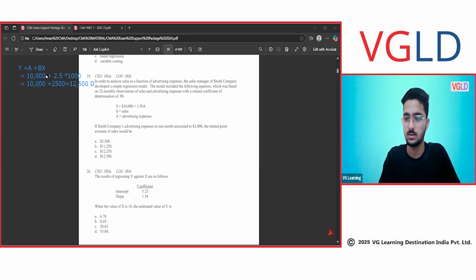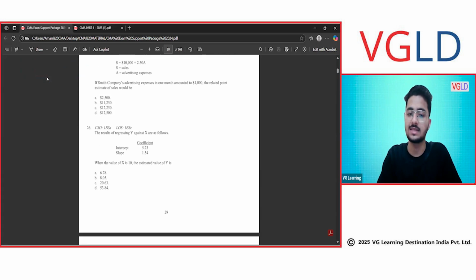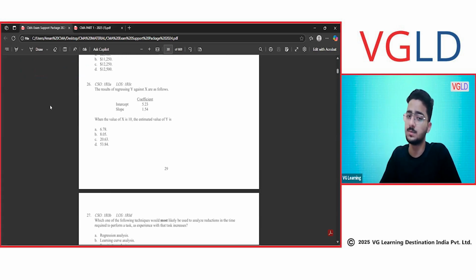Hello Pushpraj. Okay, great. Next, question 26, it's also simple. The result of the regression of Y against X is as follows. Intercept. What does intercept mean here?